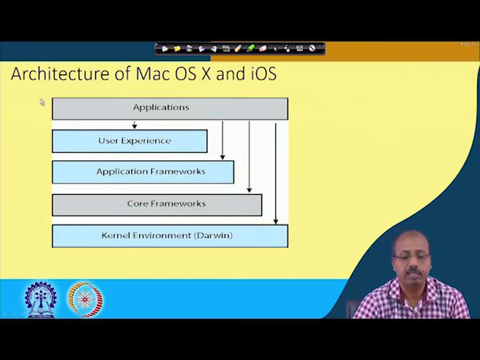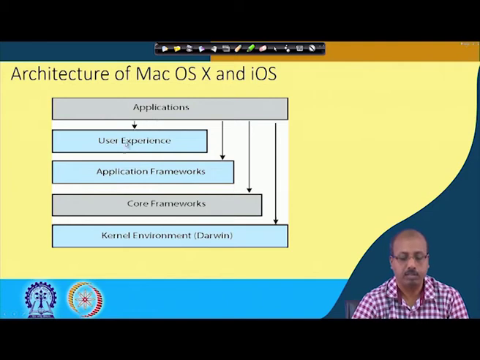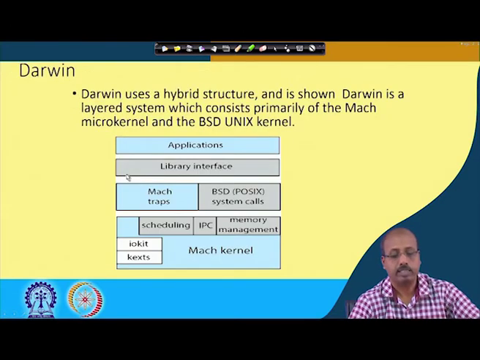So Mac OS X and iOS: the kernel is there. On top of that we have core frameworks, on top of that application frameworks, then on top of that the user experience layer, and then the applications at the top level. Applications can talk to all other layers, but the individual layers talk to the next lower layer for interaction. So, this is the architecture of Mac OS X.